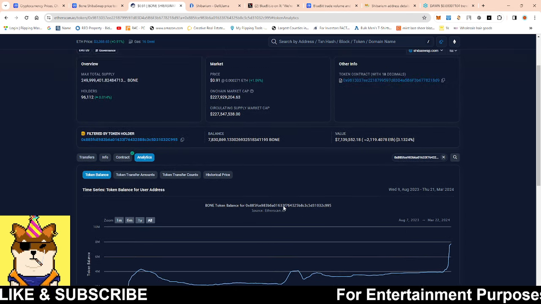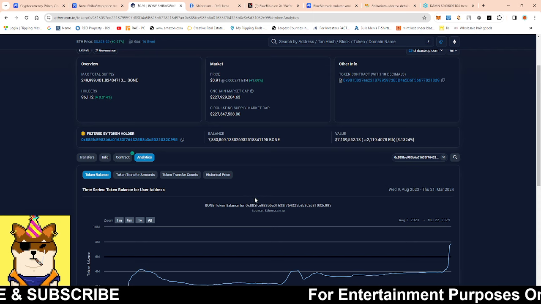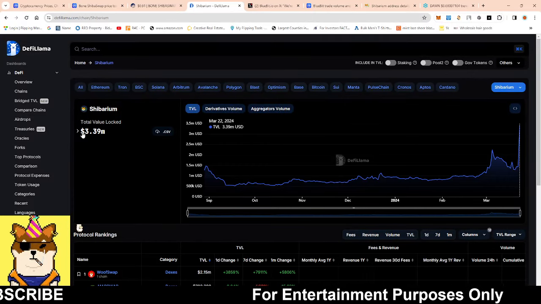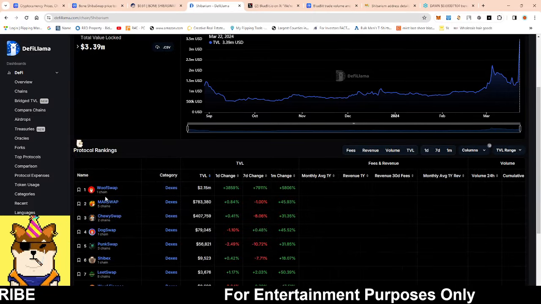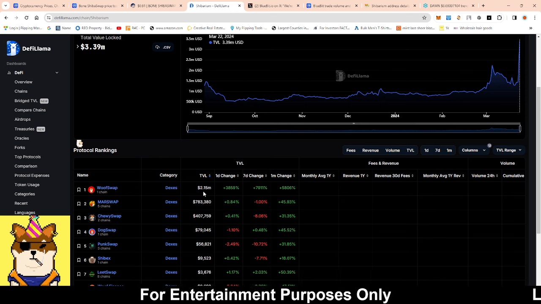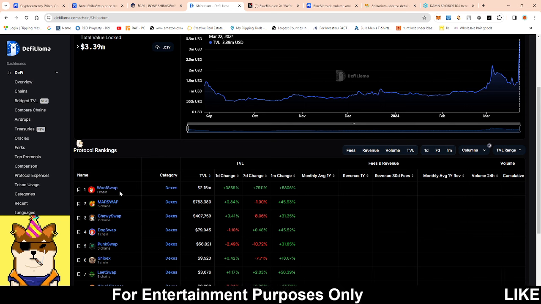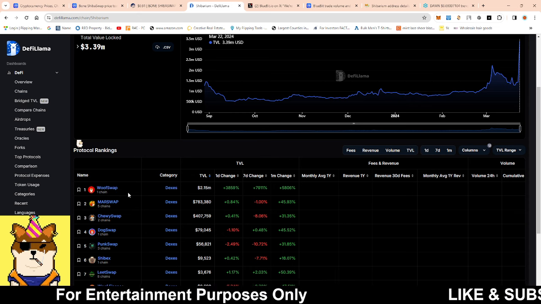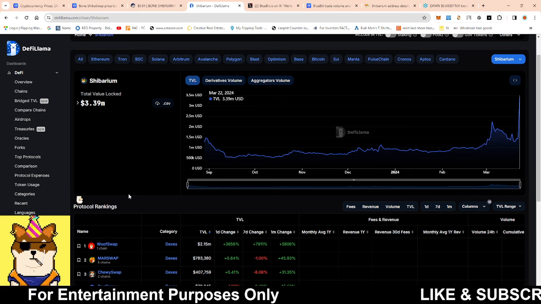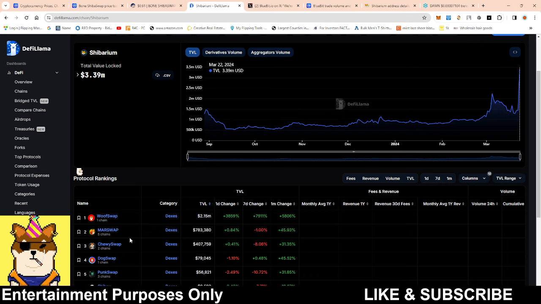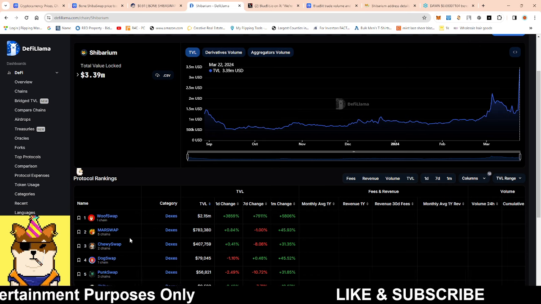As it stands right now, we're looking at 7.8 million Bone currently on Shibarium through the bridge. The TVL went up, currently sitting at 3.39 million. Big shout out to Wolf Swap, because they just became the number one swap on Shibarium according to TVL, sitting at $2.15 million on their DEX there. They have done a lot for Shibarium, and they continue to innovate and add new stuff so that more people are getting excited. So I definitely want to give them their flowers.